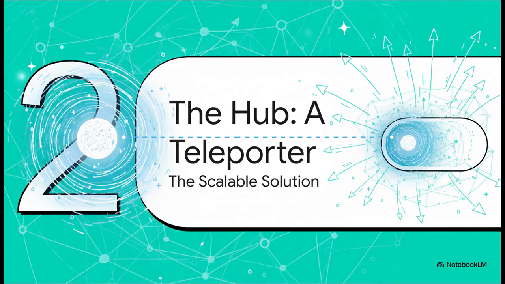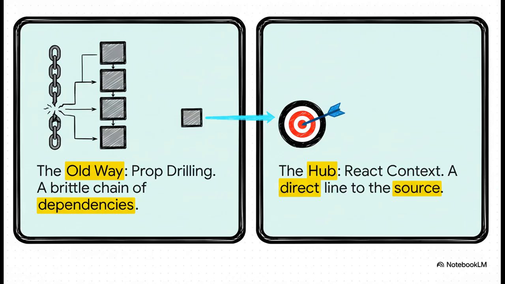Okay, so if passing props all the way down is a bad idea, what's the alternative? We need a better way, something more like a teleporter. And this slide just lays it out perfectly. On the left, you see that tangled mess of prop drilling we just talked about. But on the right, now that is a much cleaner architecture.